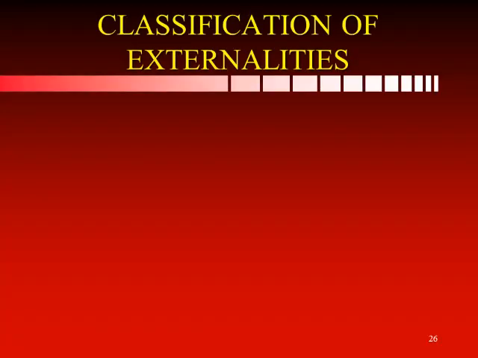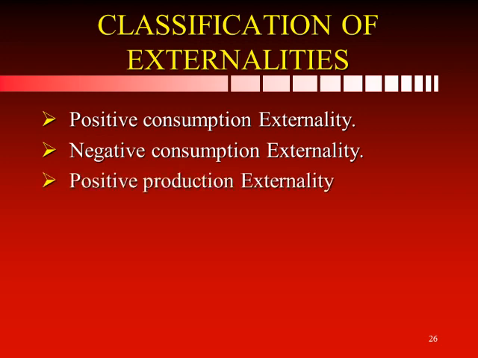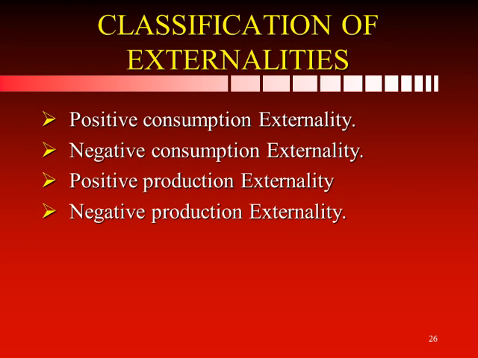Let us see the four classifications of externalities: positive consumption externality, negative consumption externality, positive production externality, negative production externality. See the first, positive consumption externality. Listen, when some resident or any one family hires a private security for their own locality, the other residents of that area will also be benefited from that security without bearing any cost. This is called a positive consumption externality. And next, negative consumption externality. If a person smoking a cigarette gets satisfaction for himself, but at the same time he is causing hardship to other non-smokers, this is the negative consumption externality.